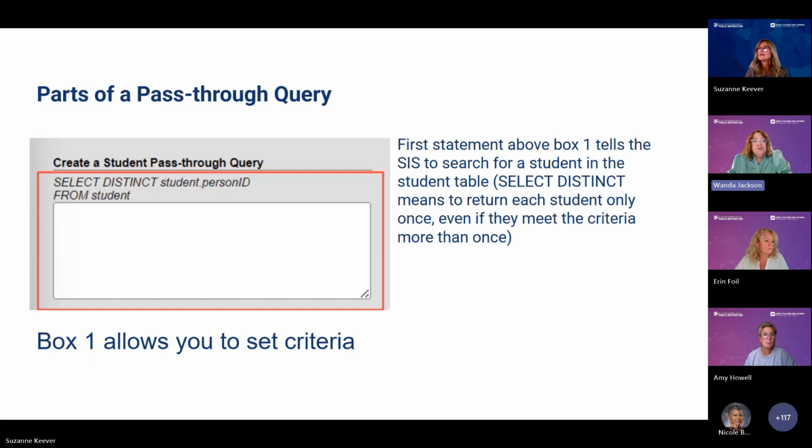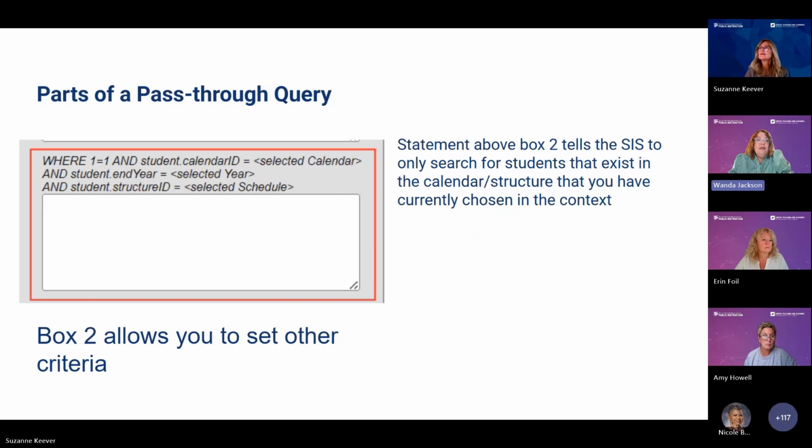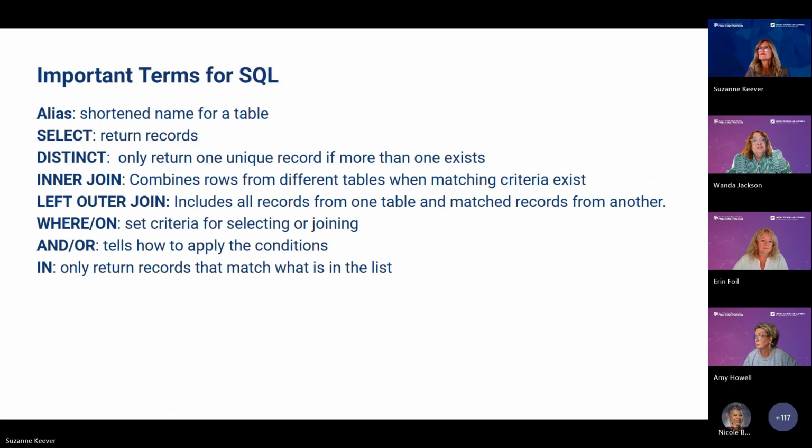Box 2, on the next slide, also has some hard-coded data, and that's telling the SIS where it's going to look for this information. It's going to search for our students in the calendar and structure that you have in your context. And that white box below it is where you're going to copy and paste the part of the code that says box 2.